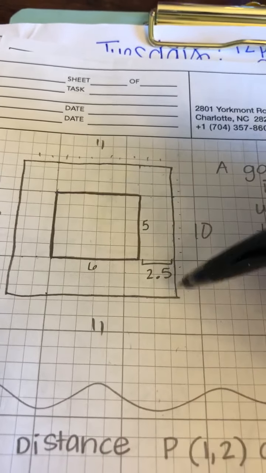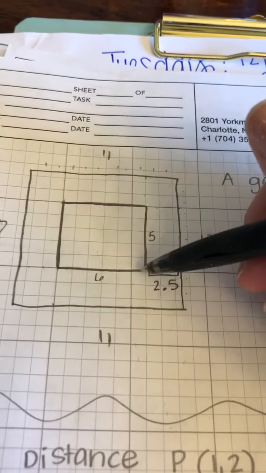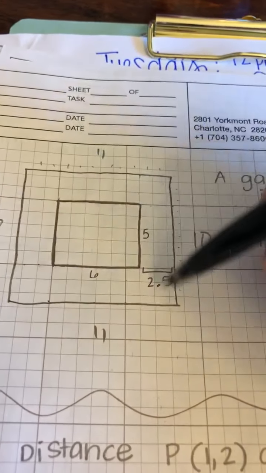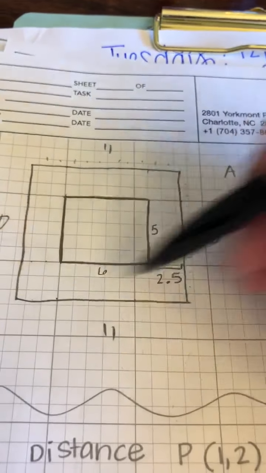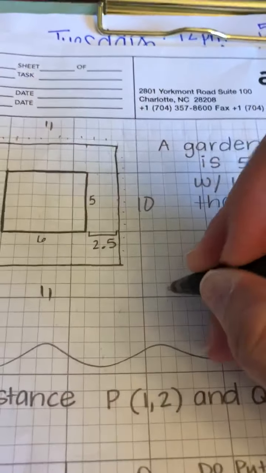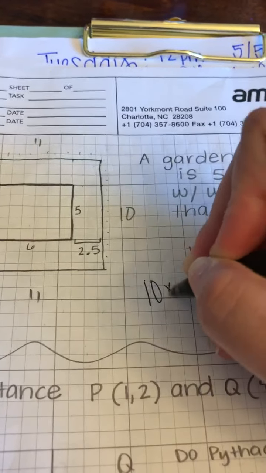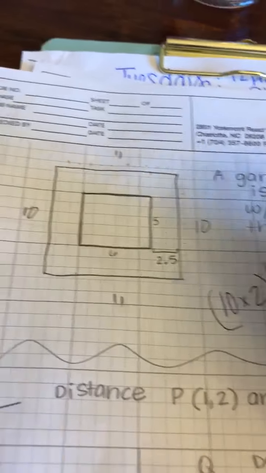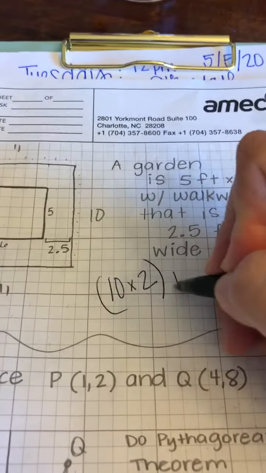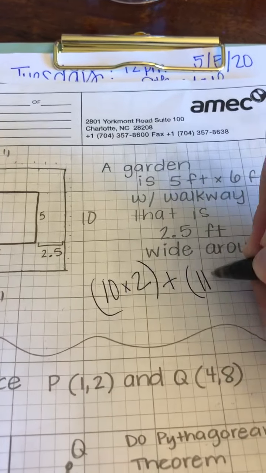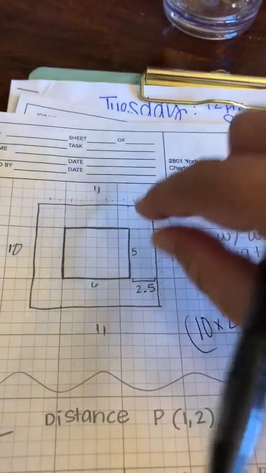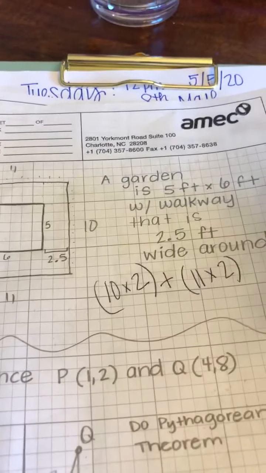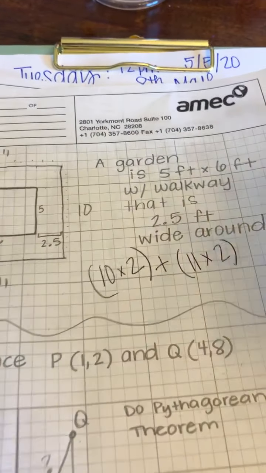So you would actually have to count up after you did the 2.5 all the way around your 5 by 6. Then you would end up with a 10 by 11, and it was asking for the new perimeter. So you would just do 10 times 2 because you have 2 sides of 10, and then you're going to add that to the 11 times 2. And that, again, is going to give you the perimeter with the walkway that was 2.5 feet.